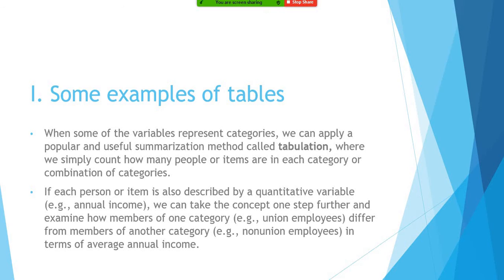One example of visual description of data would be the use of tables. When some of the variables represent categories, we can apply a popular and useful summarization method called tabulation, where we simply count how many people or items are in each category or combination of categories. If each person or item is also described by a quantitative variable, we can take the concept one step further and examine how members of one category differ from members of another category in terms of the quantitative variable.